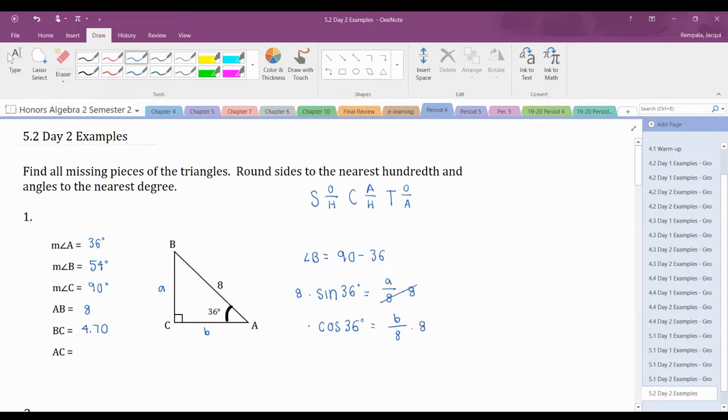So same process as what we did to find the other side. I just had to multiply both sides by 8 and then carefully type that in, round to 2 decimal places to get to the nearest hundredth, and it looks like this one would be 6.47. If you're not getting these values in your calculator, once again, make sure you're in degree mode or reach out to me and we can try to figure out why your calculator isn't getting you these values.